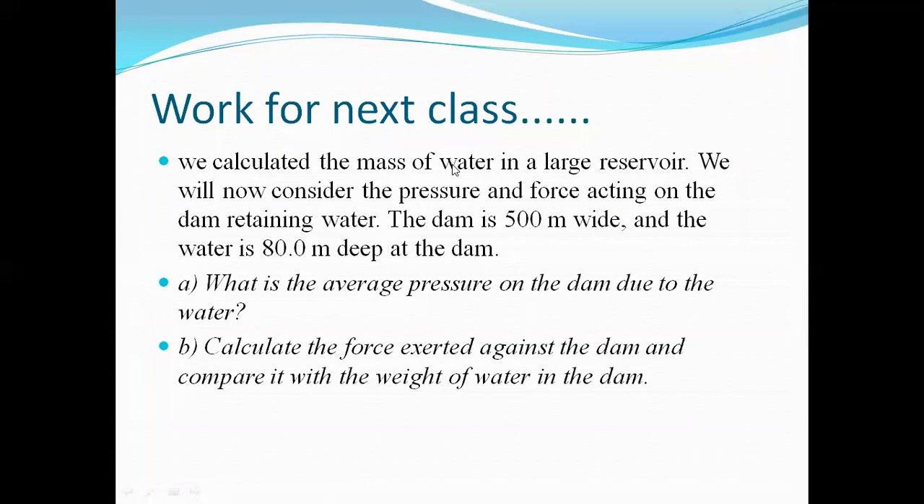We calculate the mass of water in a large reservoir. We will now consider the pressure and force acting on the dam. There is some water contained. The dam is 500 meters wide, and the water is 80 meters deep at the dam. You must calculate, number one, the average pressure on the dam due to the water, and number two, the force exerted against the dam, and compare it with the weight of the dam.